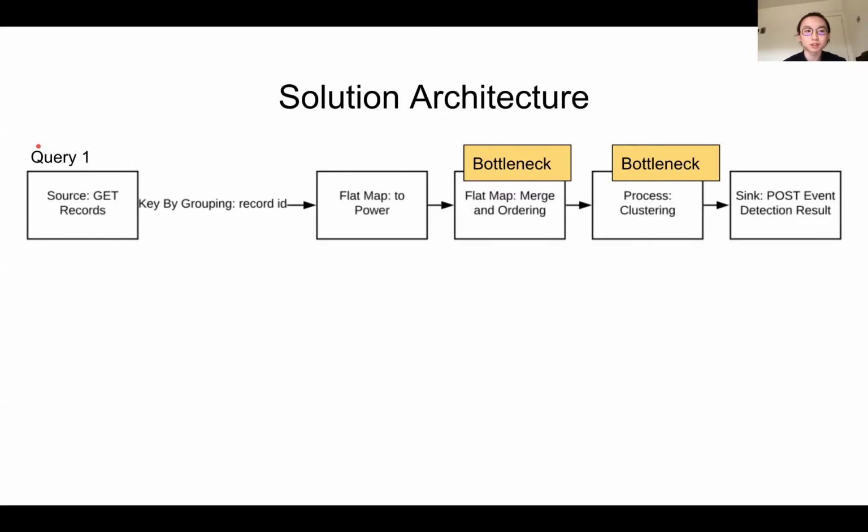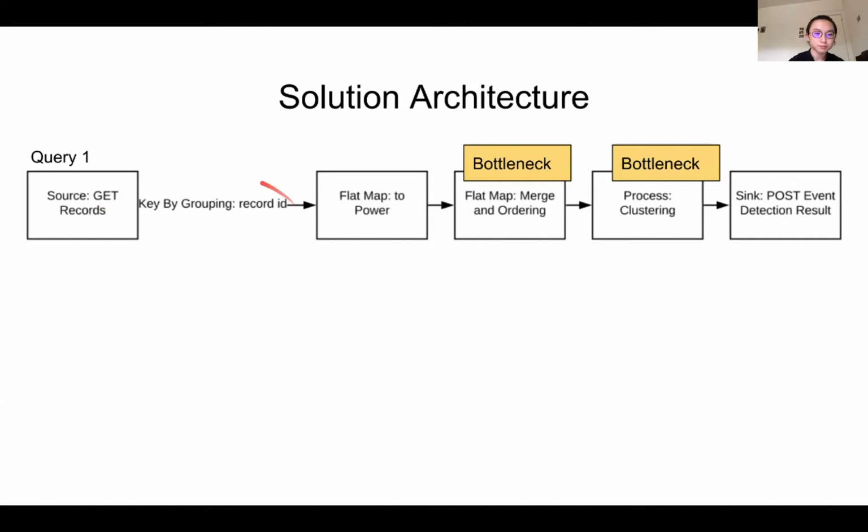Then we will go a little bit deeper inside the implementation of our solution. Here you can see the graph for our query one. Each of the boxes indicates an operator, and each operator can have multiple levels of parallelism. The arrow indicates the direction of our data flow. In query one, we have a dedicated operator to get batches of records, which include voltage and current values.